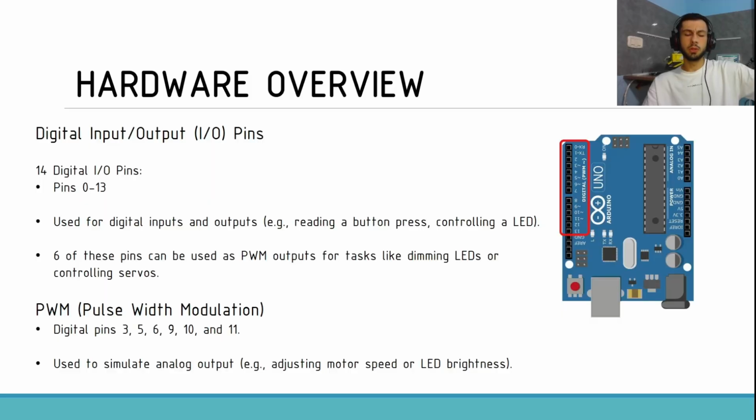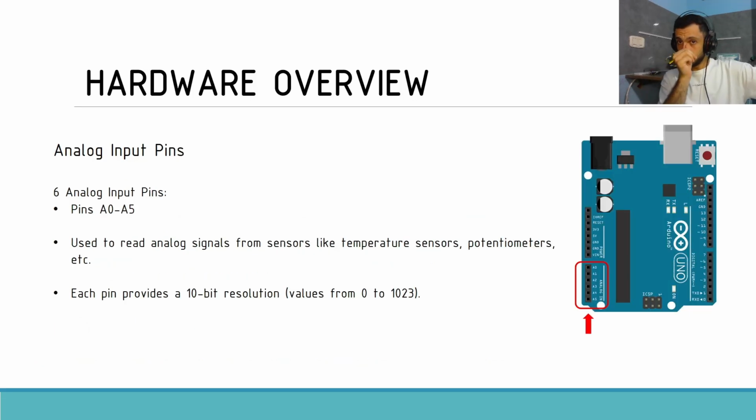As a conclusion, PWM is a clever way to mimic analog behavior using a digital system, making it possible to control devices that require variable power levels. Now we will move on to the next slide. We will explain a new concept.